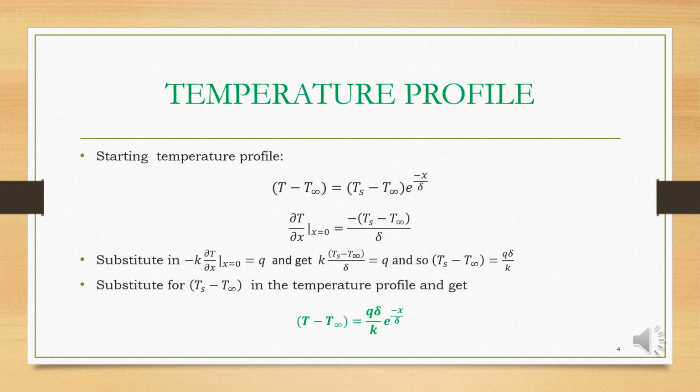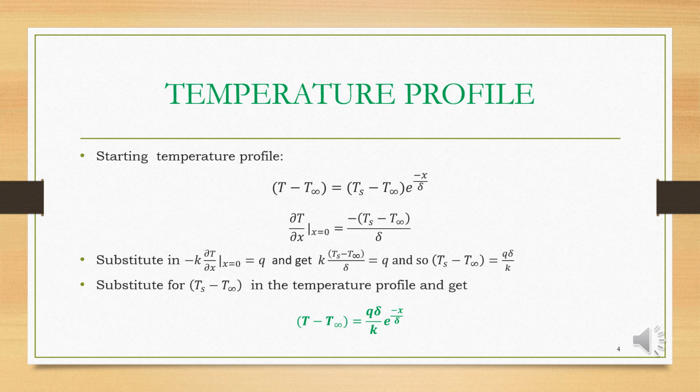Before we can use the integral form heat equation, we have to postulate a temperature profile that satisfies the boundary conditions. We start with an exponential temperature profile, which is in terms of Ts. We take the temperature gradient, then we get the negative temperature gradient times the thermal conductivity K, and we equate it to Q, the flux. Then we get an expression for Ts minus T infinity as Q lambda over K. We substitute this expression for Ts minus T infinity into the temperature profile, and we get the temperature profile stated there in green, which is T minus T infinity is equal to Q times lambda over K times exponential negative x over lambda.